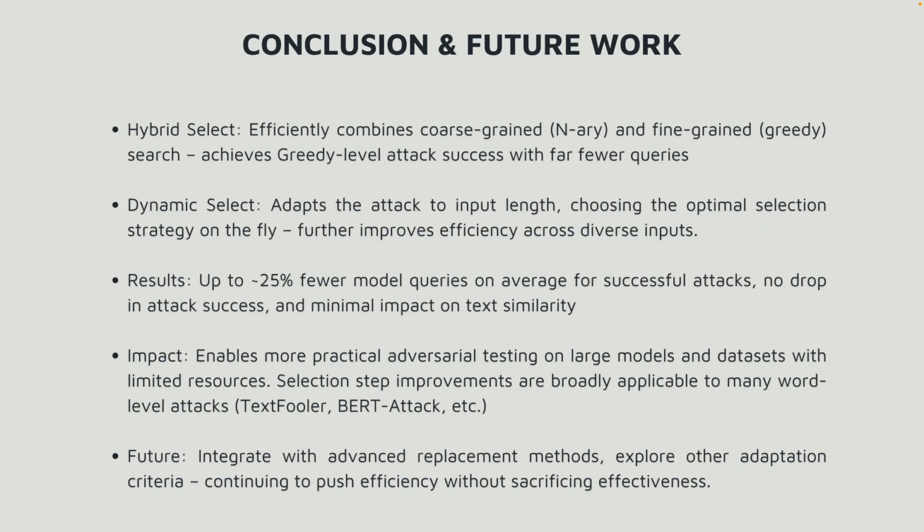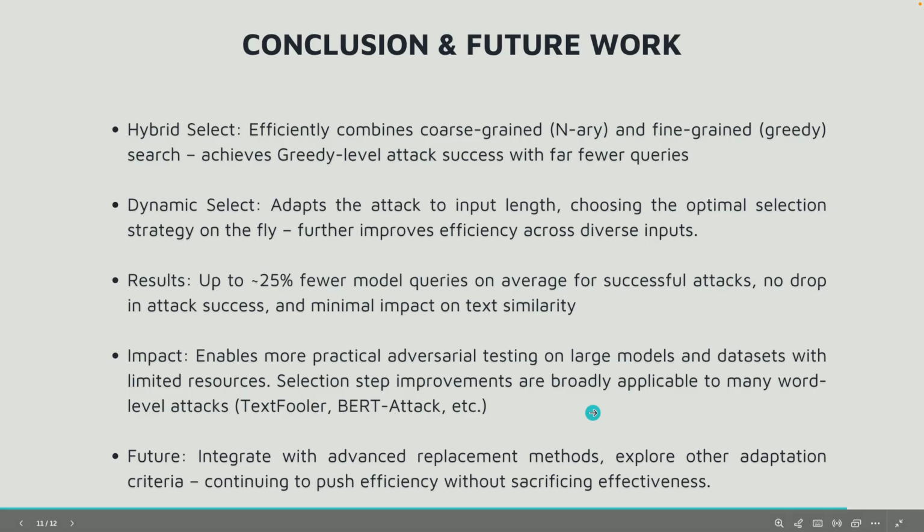So the conclusion is that hybrid select does efficiently combine coarse-grained n-ary and fine-grained greedy search to achieve greedy level attack success with far fewer queries. And dynamic select also helps us attack the example by adaptively choosing which n to choose, and this is a very good optimal selection strategy on the fly. And on average, we have seen about a 25% reduction in model queries.